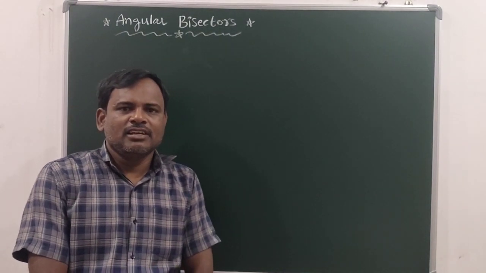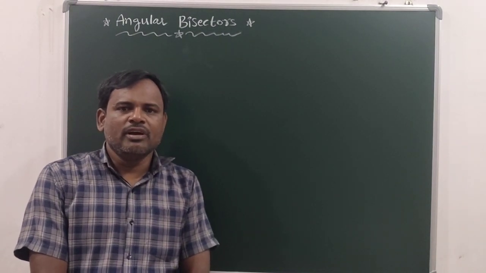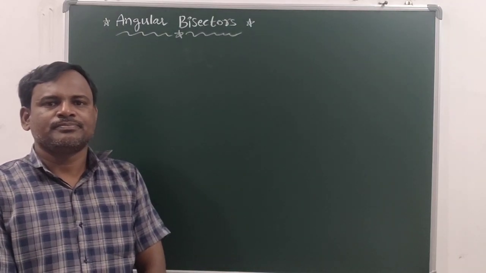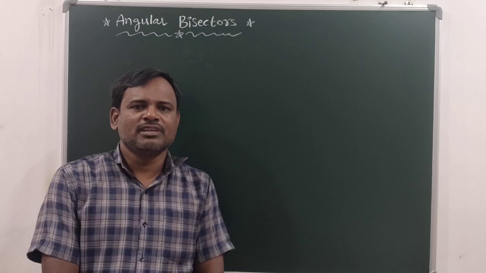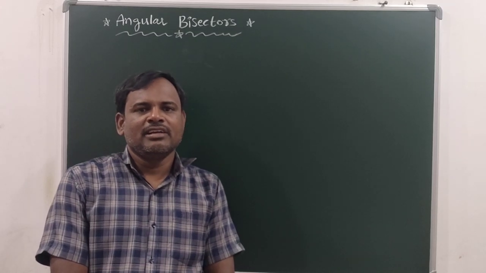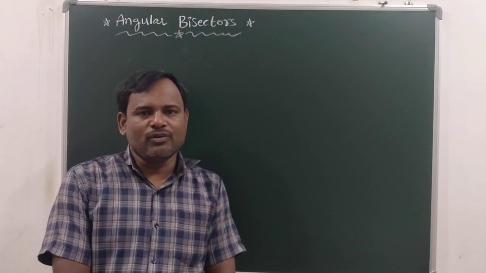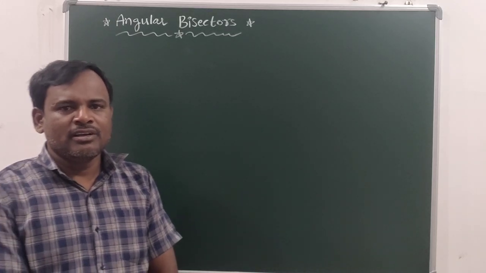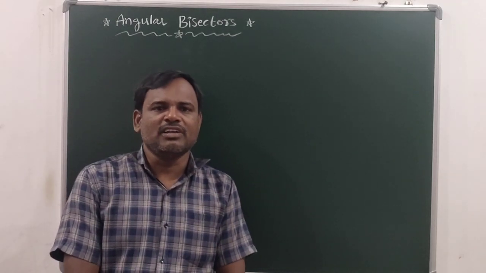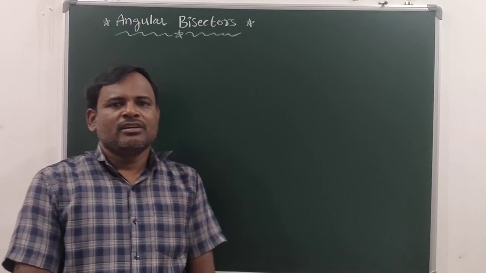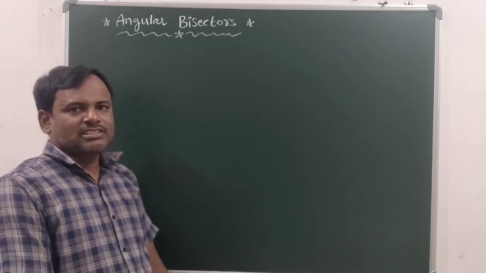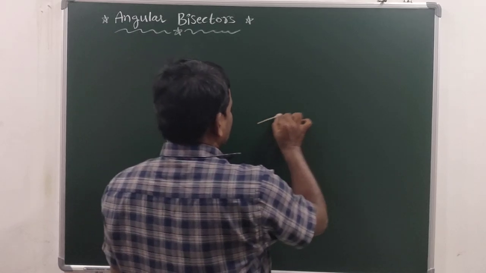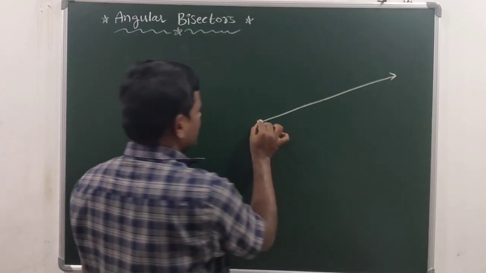In this class, now I am going to explain you angular bisectors from straight lines. You know students, angular bisector is also one kind of locus which you have studied in your schooling and also in the locus chapter in the 11th standard. Now let us consider two intersecting line equations like this.